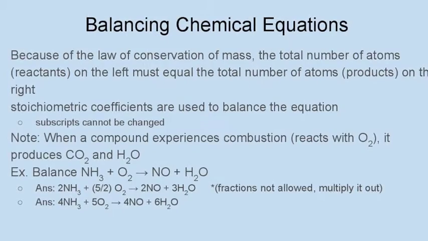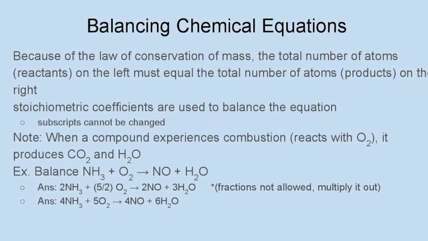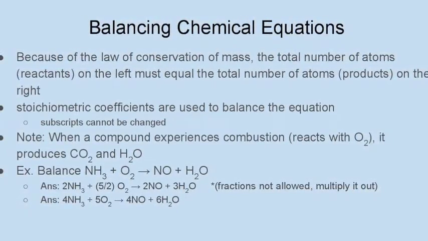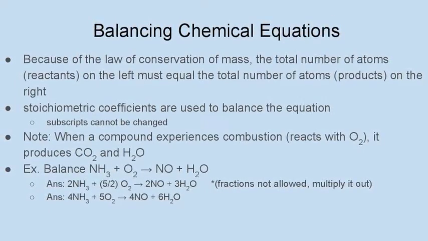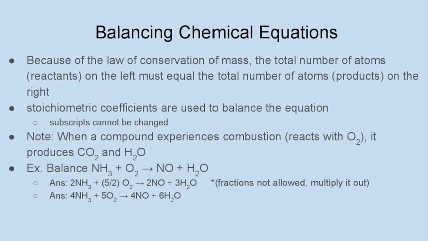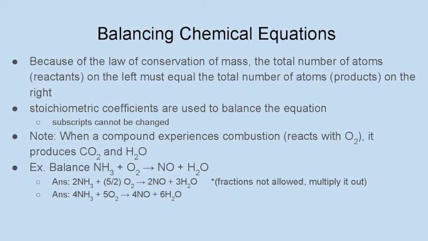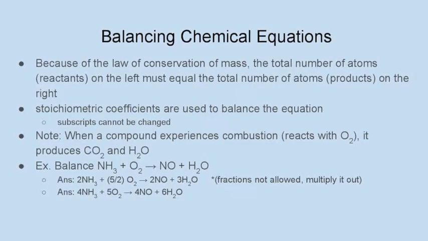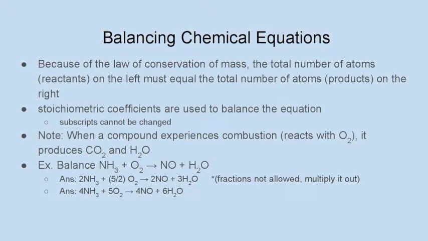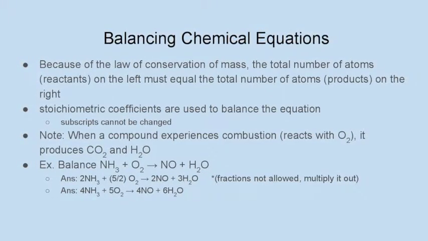When you look at the first solution given, 2NH3 plus 5/2 O2, yielding the product of 2NO plus 3H2O, you have to remember that fractions are not allowed. We have to multiply out the fraction, giving a final answer of 4NH3 plus 5O2, giving the products of 4NO and 6H2O.